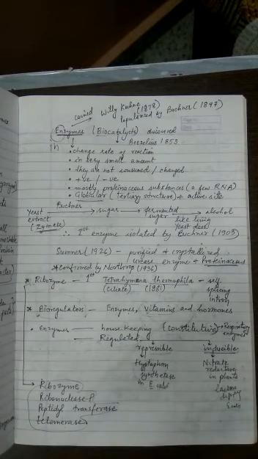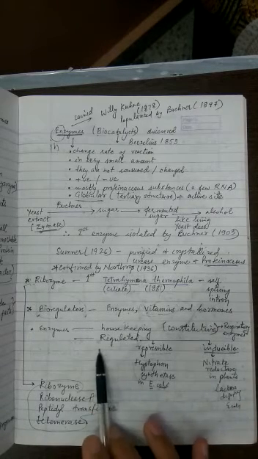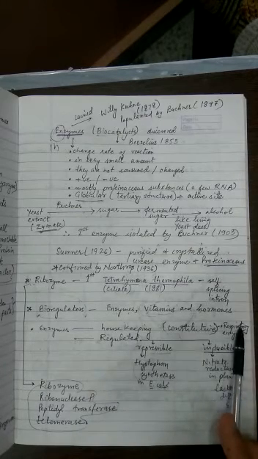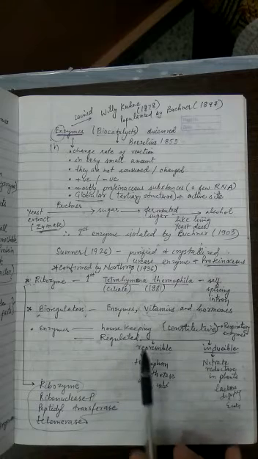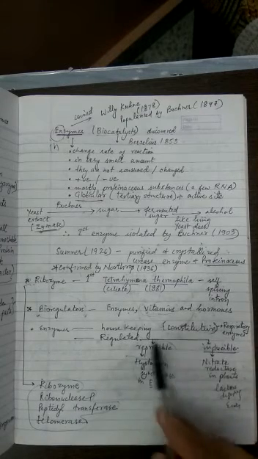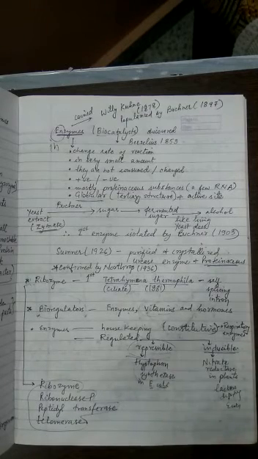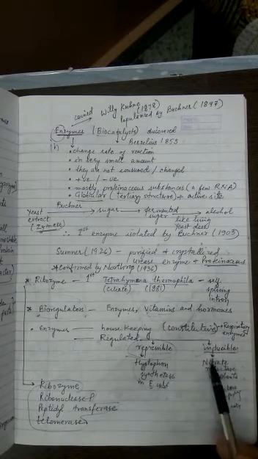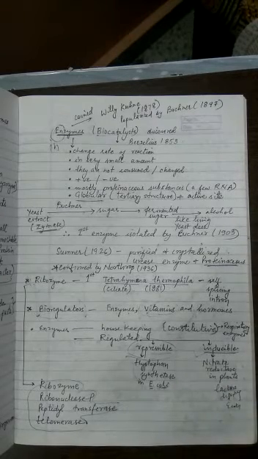That means there are two categories. One is housekeeping genes, always working. The other are called regulated genes. Housekeeping enzymes are always prepared and working. Regulated enzymes are those enzymes which are either always switched on, and when required they can be switched off, or enzymes which are always switched off. They only function when raw material is there for them to function. So they are called inducible. Inducible means they can be motivated, so they can be induced to function.